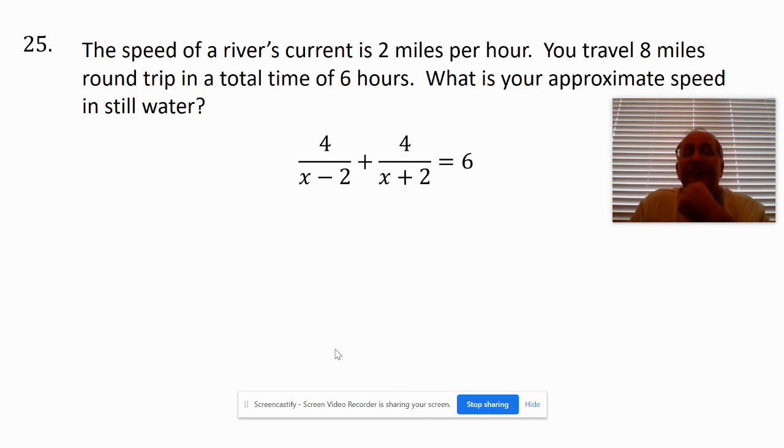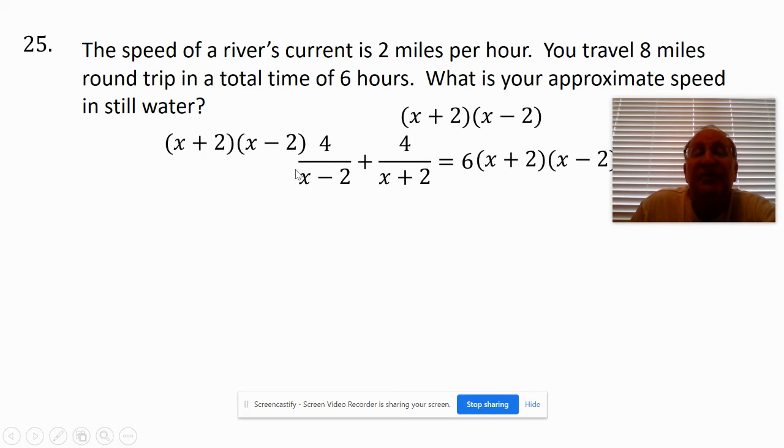And if we think about it, we travel 4 miles, in a sense, upriver, which means we're going at a speed of x minus 2 miles an hour. And then we're going to come down the 4 miles back, with the river helping us, so our speed is x plus 2. So what happens is this here. That takes 6 hours to complete the trip. That's how I set this one up.